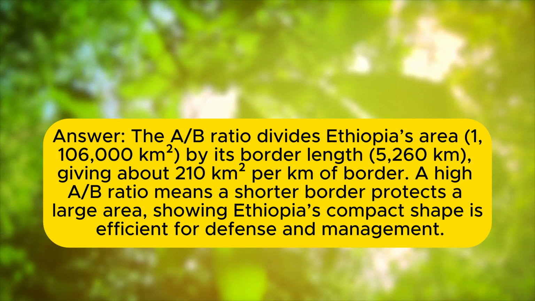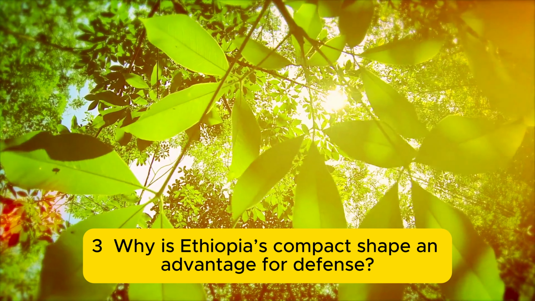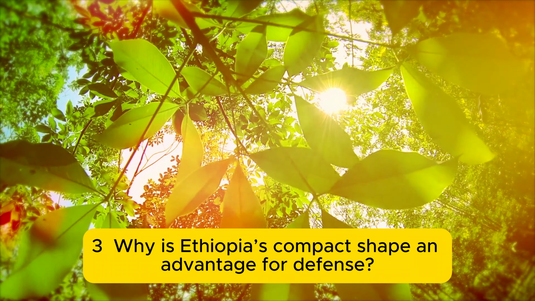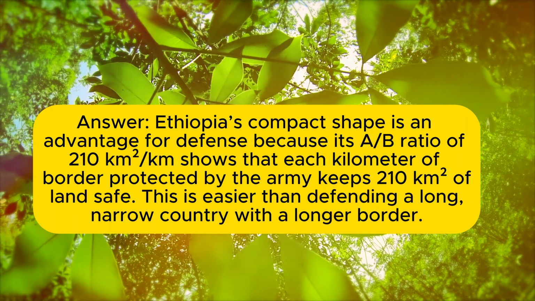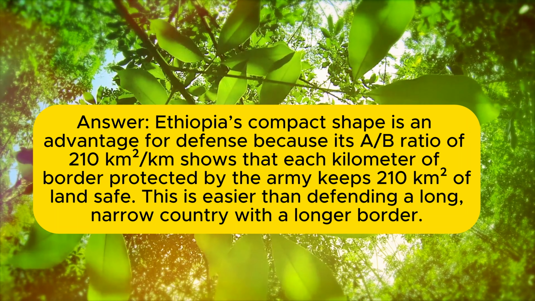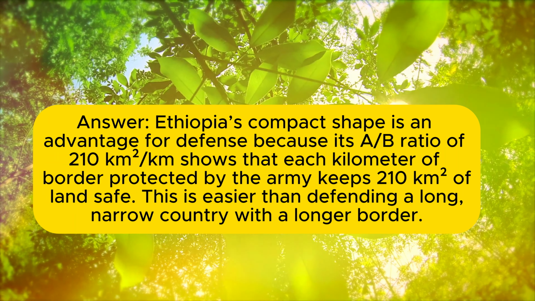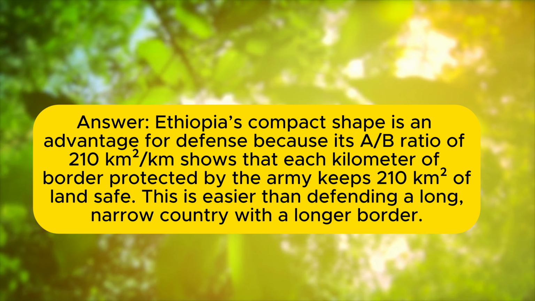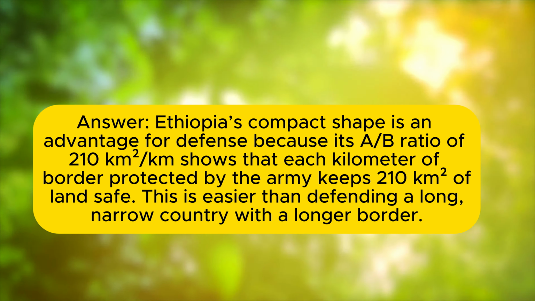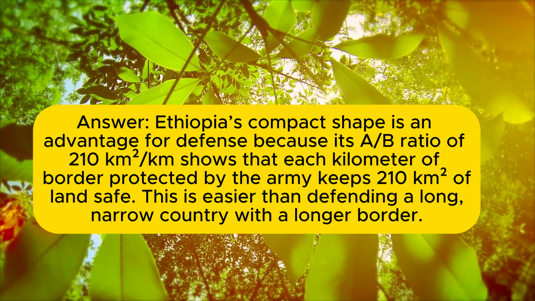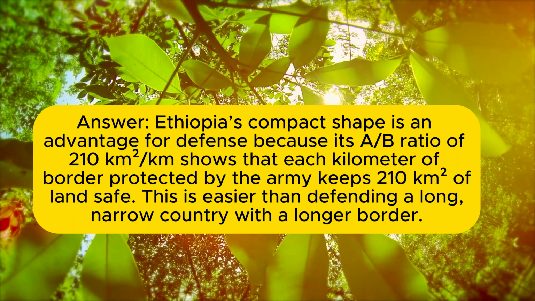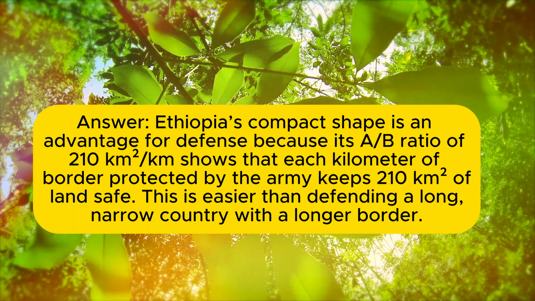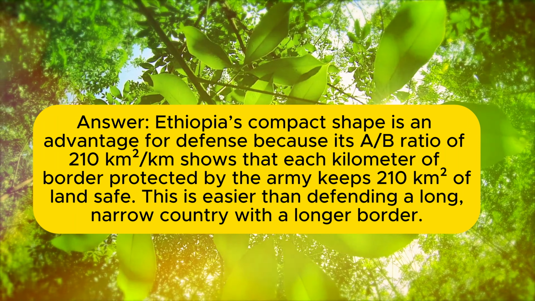3. Why is Ethiopia's compact shape an advantage for defense? Answer. Ethiopia's compact shape is an advantage for defense because its high area boundary ratio of 210 square kilometers per kilometer shows that each kilometer of border protected by the army keeps 210 square kilometers of land safe. This is easier than defending a long, narrow country with a longer border.